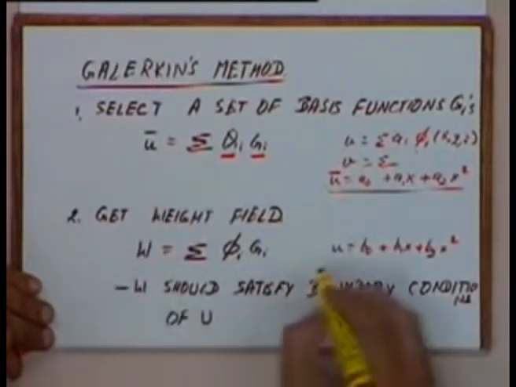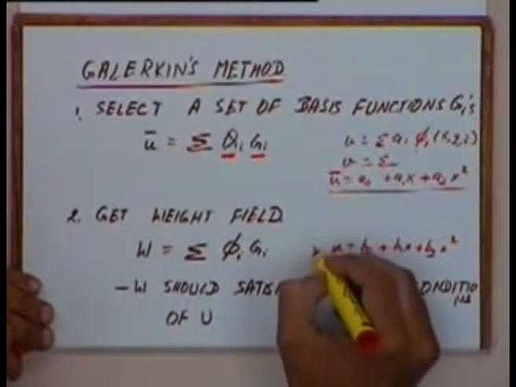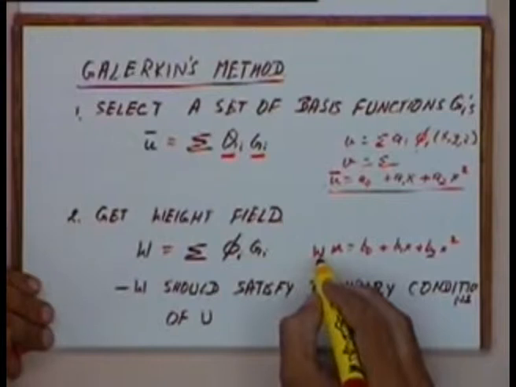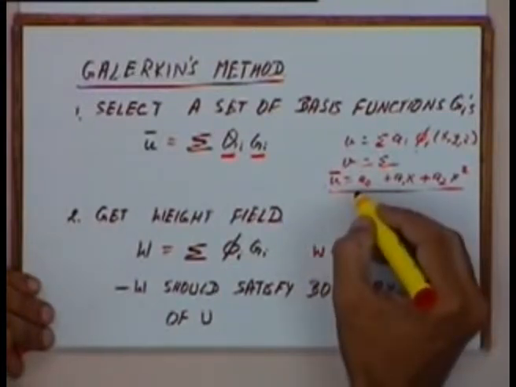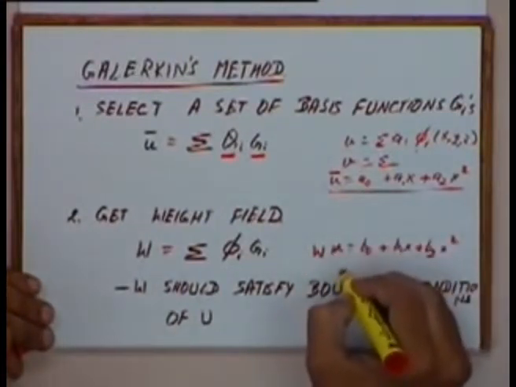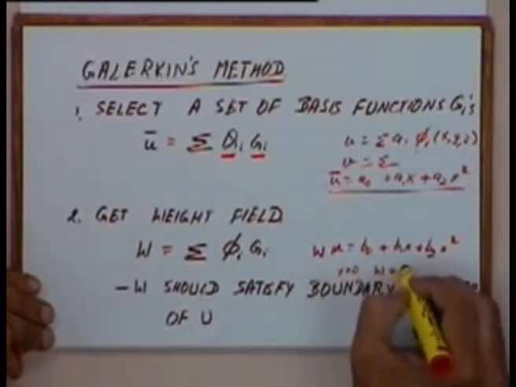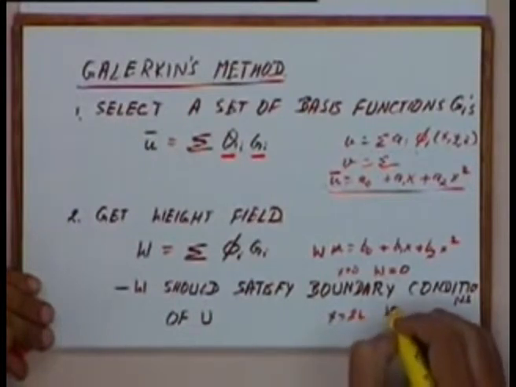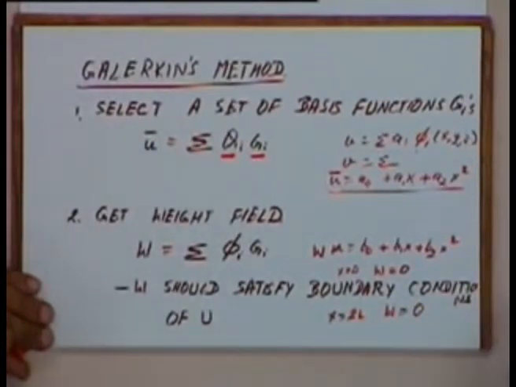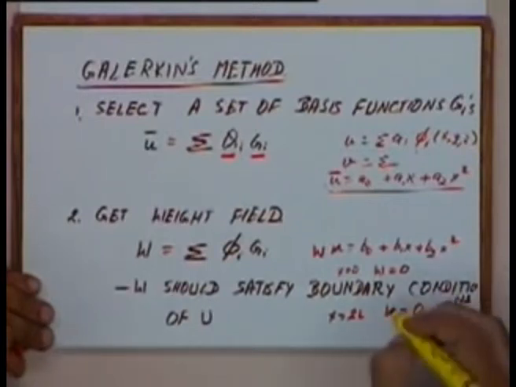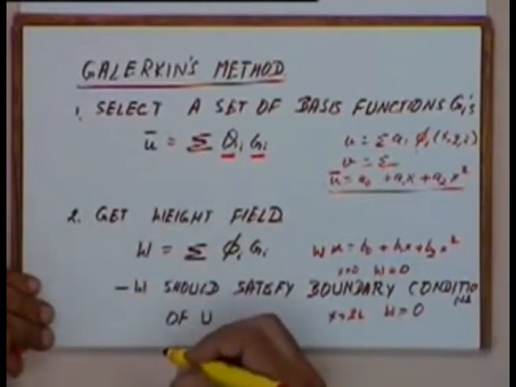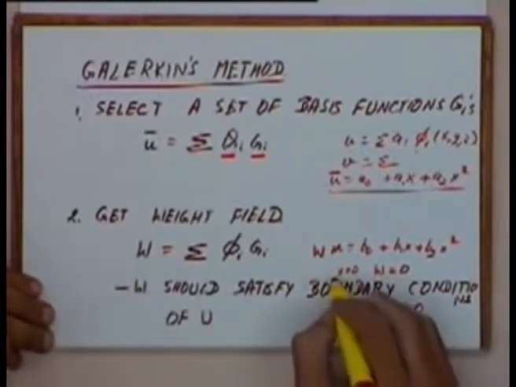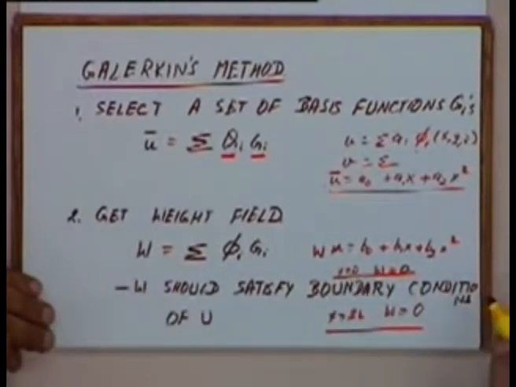Similarly, sorry, not u, this should be W. This W, the weight field, should also meet the same conditions. That means at x equal to 0, W should be equal to 0, and at x equal to 2l, W should be equal to 0. So this is an additional constraint that is added in this method. This weightage should also satisfy these boundary conditions.